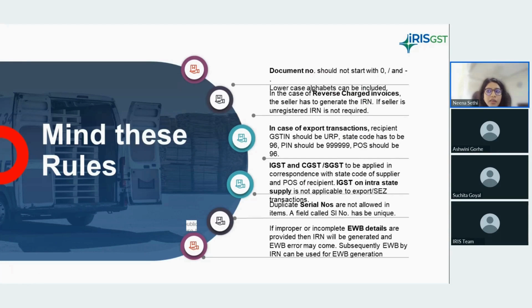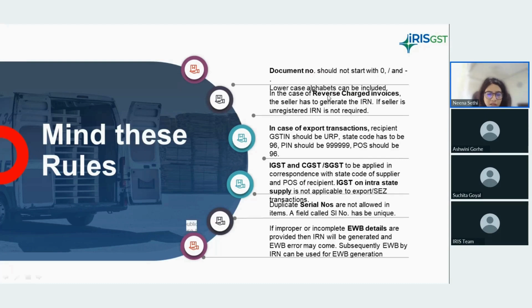respective IRP platform. So you need to ensure that the document number does not begin with a zero or the special character slash or a hyphen. So you need to check that. However, in the document number, the alphabets can be lower case, that is fine.